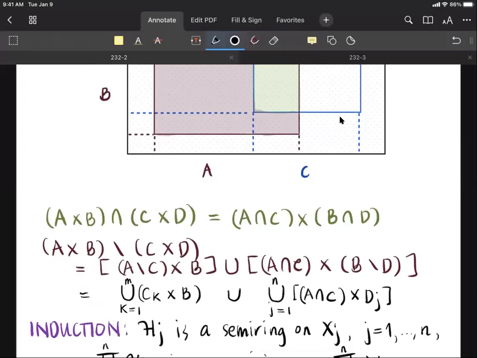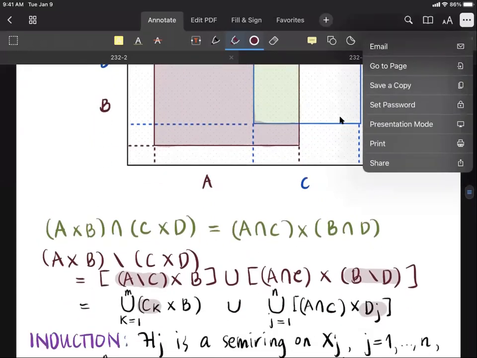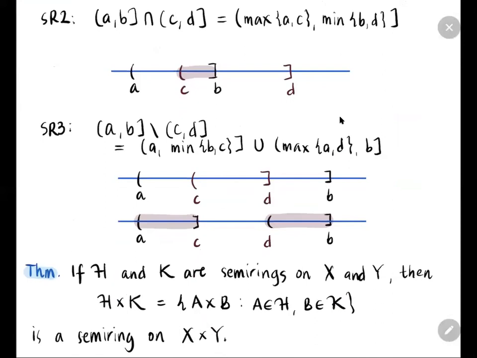Okay. So here we have written A minus C as the union of the C sub k's and B minus D as the union of the D sub j's. Hence, we have written the difference of the two rectangles as a pairwise disjoint union of rectangles in the semiring. So that's basically the idea of the proof of this theorem. So again, the Cartesian product of two semirings is again a semiring.